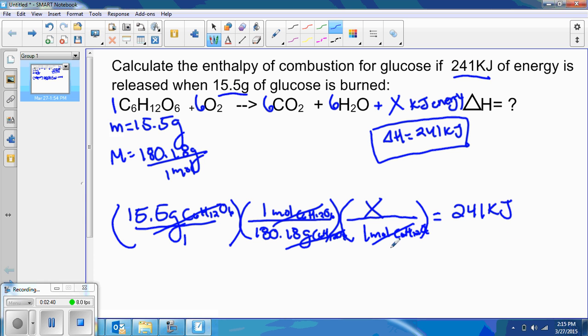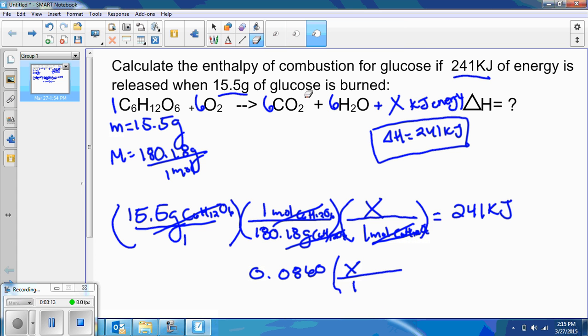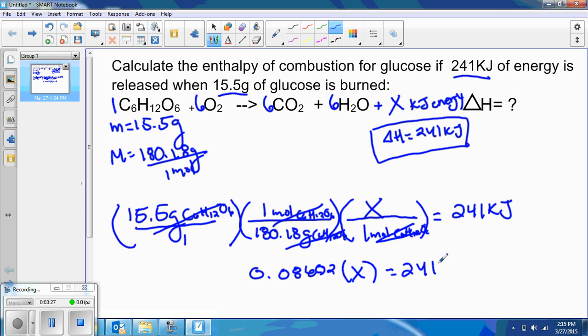Now what I want to do is simplify this so I can solve for x. And what I want to do is multiply 15.5 by 1 over 180.18. So when I do that, I get a value of 0.0860. This is times x over 1. So in this case, I canceled out moles of glucose, so it's just x over 1. If the coefficient was anything besides 1, we'd have to include that here. But in this case, we don't need to include the 1. So this becomes 0.08602 times x equals 241 kilojoules.